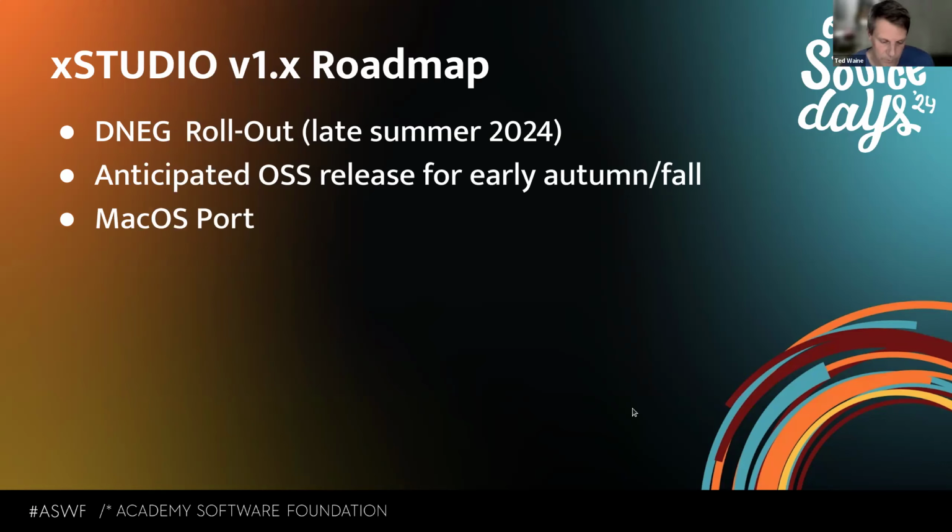Another thing that we want to do: last year I did demo a working version of xSTUDIO version 0 on macOS, but this coincided with the beginning of the version 1 rewrite, so we put the release of the macOS port, the build compatibility, on hold while we concentrate on V1. So once V1 is out, we can get back and finish off the macOS support.